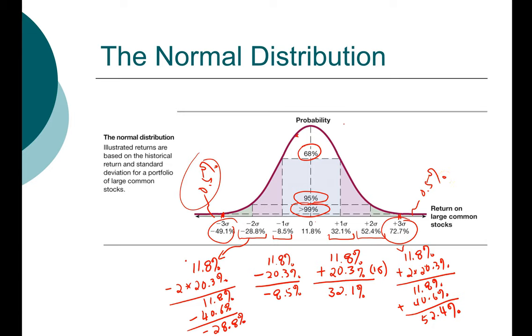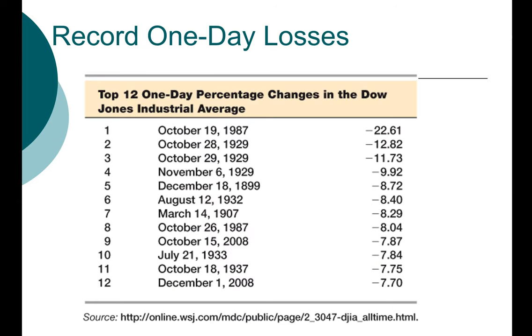So this is how we can use standard deviation combined with probability distribution to help us analyze and estimate, wrap our minds around what risk is associated with our investment. A lot of times we also focus on the extreme events. So here are some extreme events. These are the record one day losses. Most of us probably remember the 2008 financial crisis. In fact, that registered in two of the top 12 event days. So it is definitely a historic moment.